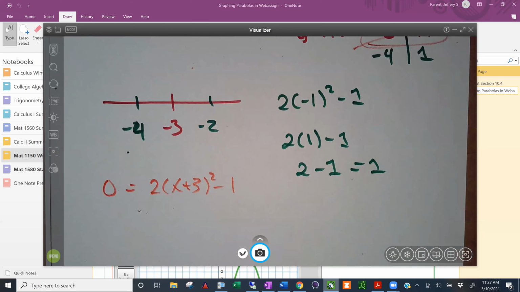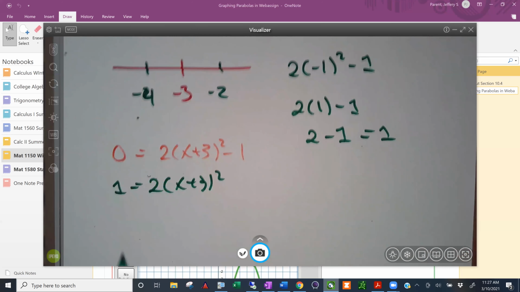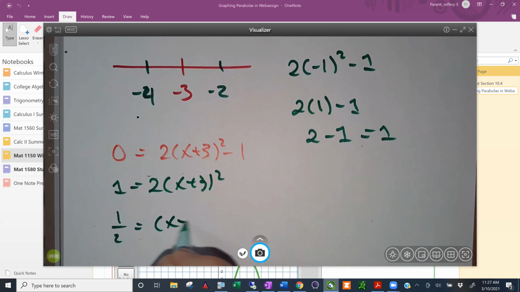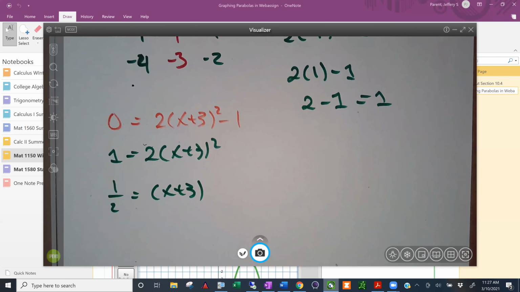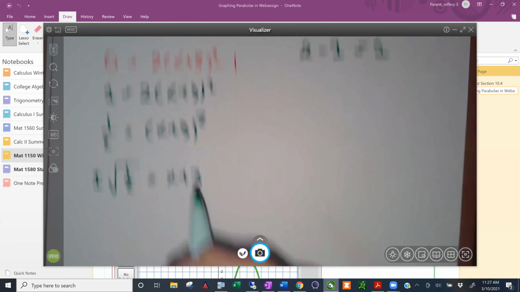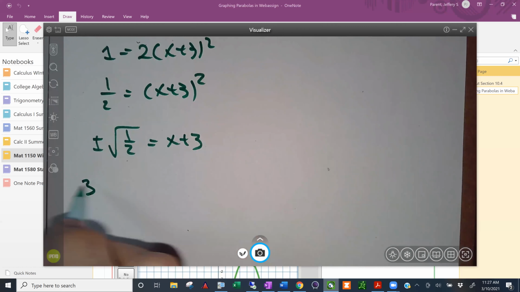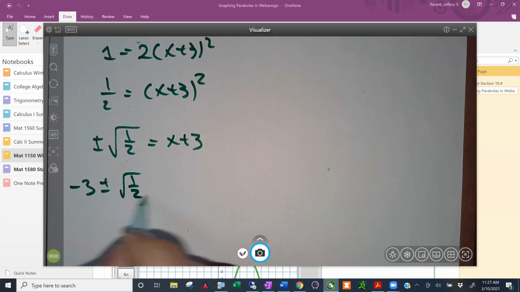And it's going to be a messy point. You would actually end up using the square root property. I'd move the 1 to the other side and then divide both sides by 2. And then I take the square root on both sides. On the right-hand side, I end up taking plus or minus a square root. And then to solve for x, I'd move this to the other side where it becomes -3. And you'd have 2 solutions there.